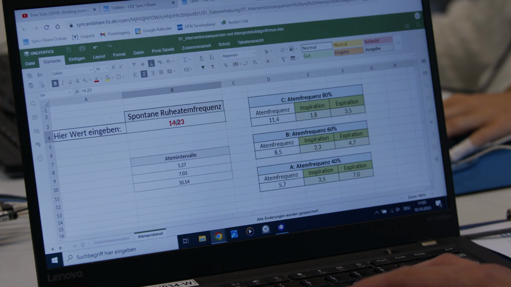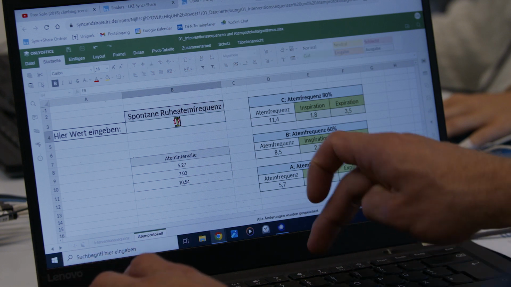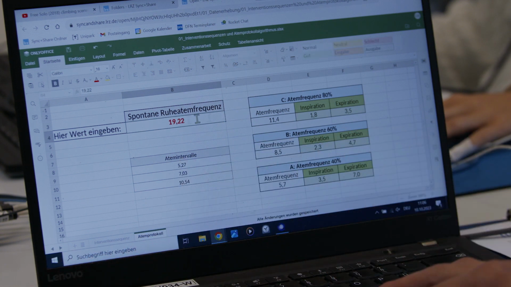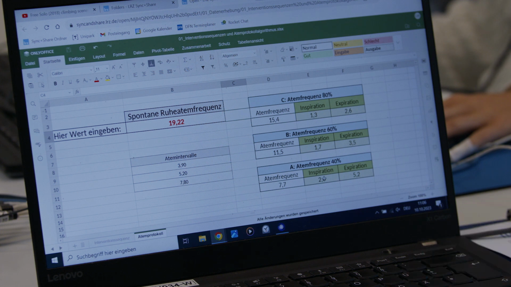And I put this value into Excel, where I now see the breathing frequency for our breathing exercise displayed down here. So that would be 2.6 seconds inhalation and 5.2 seconds exhalation. These numbers I need in order to set up the pacer in BioTrace again.